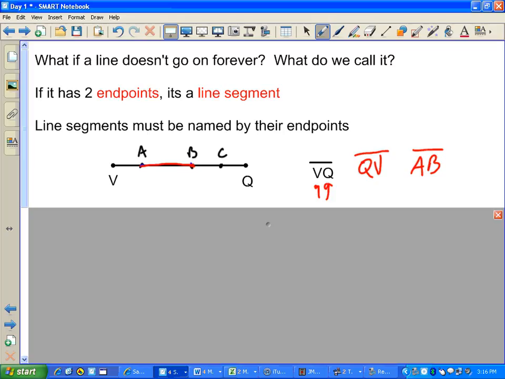So if I want to talk about a segment that starts at V and goes to Q, I'm going to say VQ, and I'm going to put the line segment symbol above it. So that's a line without arrowheads. Again, the order doesn't matter. I could also just call it QV with a line above it. But this time I can't pick any 2 letters, so I can't say AB, because that would be a different segment. That would be this green segment, which is not the same as VQ. So you always have to use the endpoints.